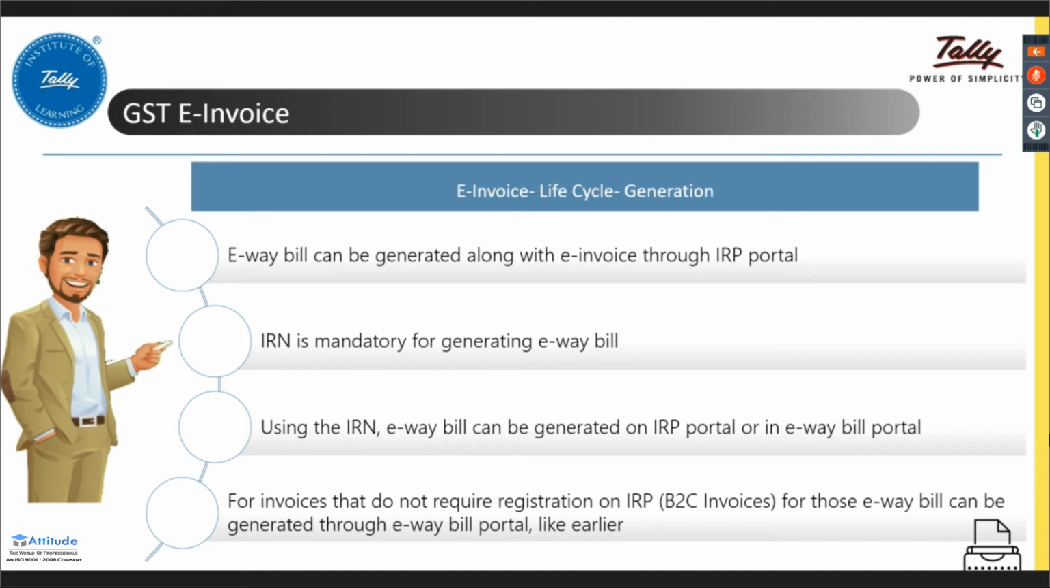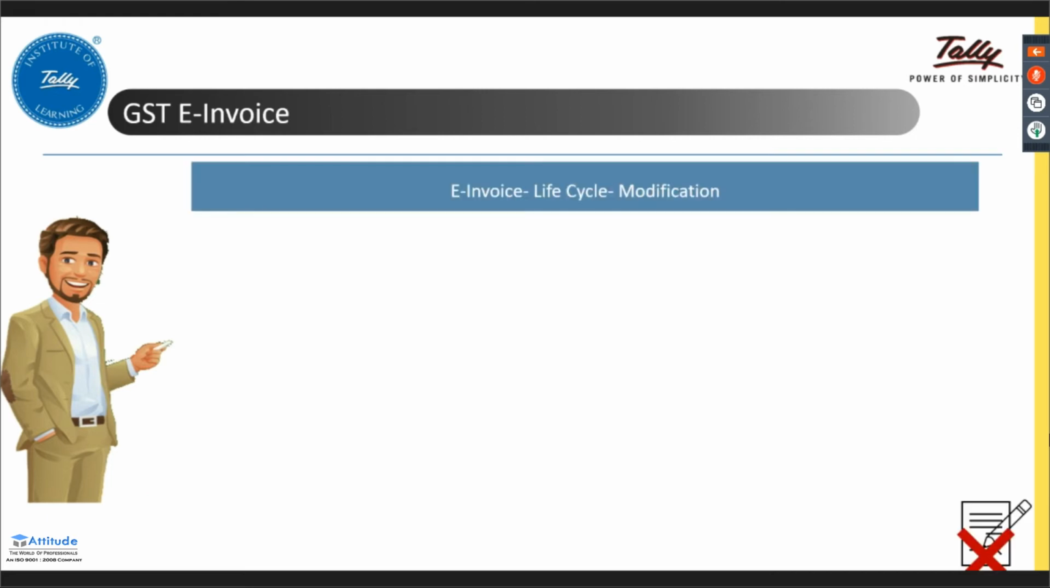And for those invoices that do not require registration on IRP, that is B2C invoices, the e-way bill can be directly generated through the e-way bill portal, like before. However the e-way bill system works, we can follow the same rule. But when a business is issuing an e-invoice along with an e-way bill, they can raise the e-way bill either in the IRP portal or in the e-way bill portal.